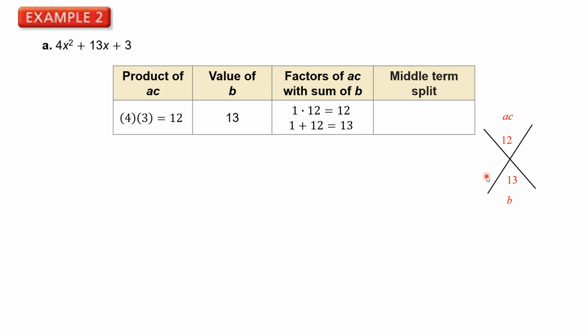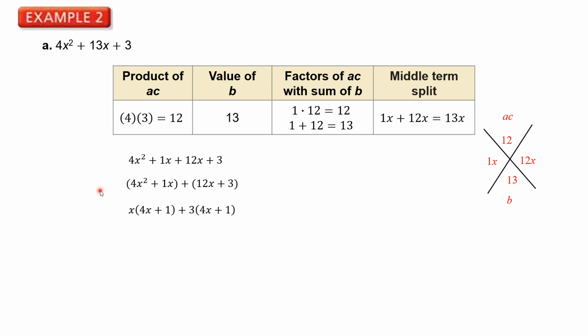So now we're going to use that to set up our middle term split. We have 1, so that becomes 1x. 12 gives us the 12x, and those are the two terms that we replace the middle term with. So now we're going to rewrite our trinomial in 4 terms. So we've got 13x replaced with 1x plus 12x. The next step is to group the first two terms and the second two terms to make our two groups. Then our next step is to factor the GCF from each group.